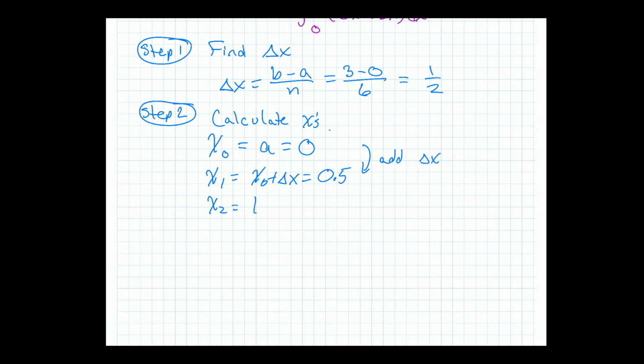So x2 is going to be 1, right? We're adding a half. x3 is going to be 1.5, x4 is going to be 2, x5 is going to be 2.5, x6 is going to be 3. And I know I'm done for two reasons: number one, n was 6, and number two, b is 3. So we got x0, x1, x2, x3, x4, x5, and x6. So I got my x's.